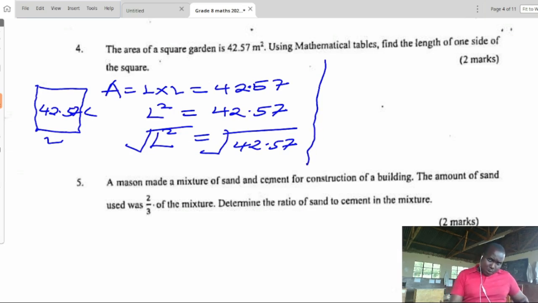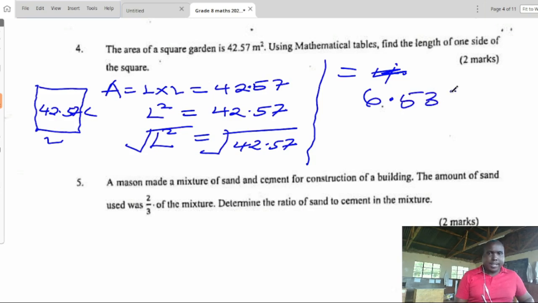Now, that's why you have been asked to use a mathematical table. For us to know that you use the mathematical table, you go to the mathematical table and find the square root of 42.57, and that one will give you directly 6.4538. So the length of one side is that many meters.